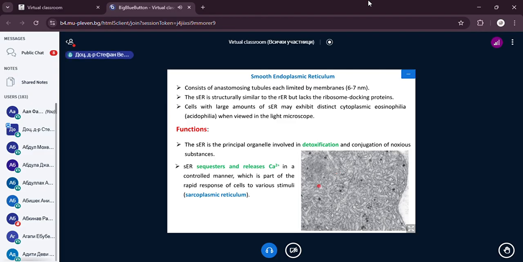Smooth endoplasmic reticulum, as I said, serves for detoxification. In the membranes of the smooth endoplasmic reticulum, there is a protein from the family of cytochromes, cytochrome P450.